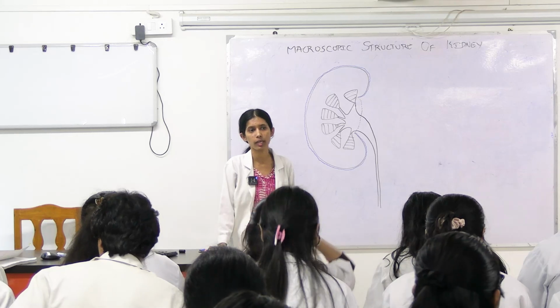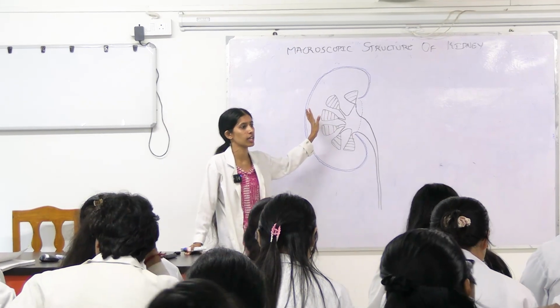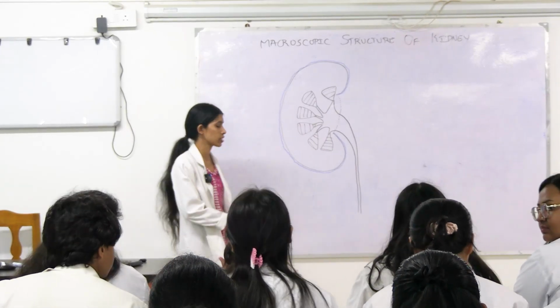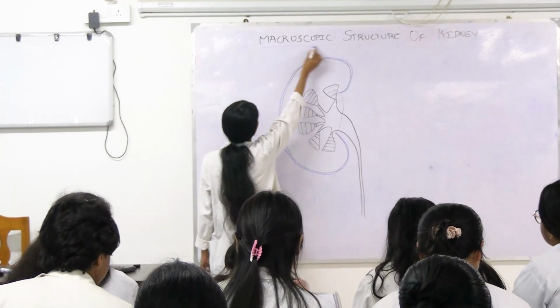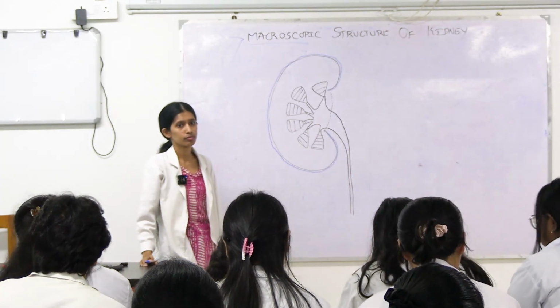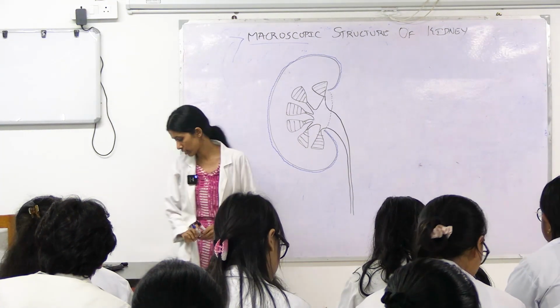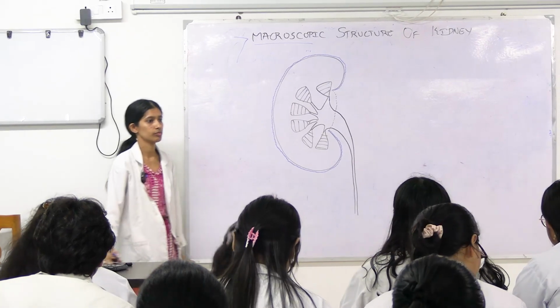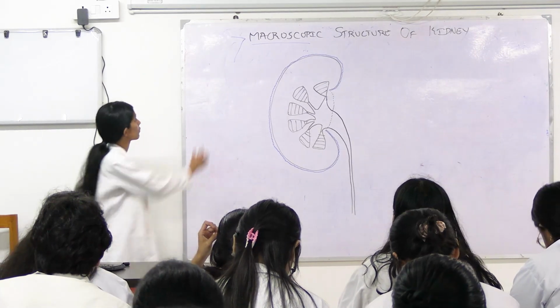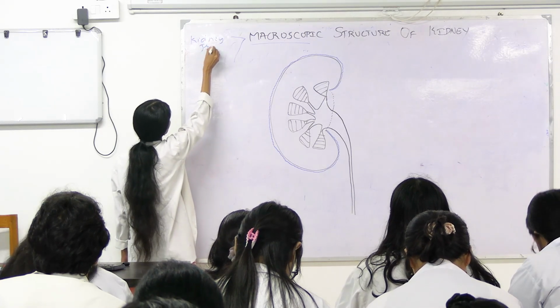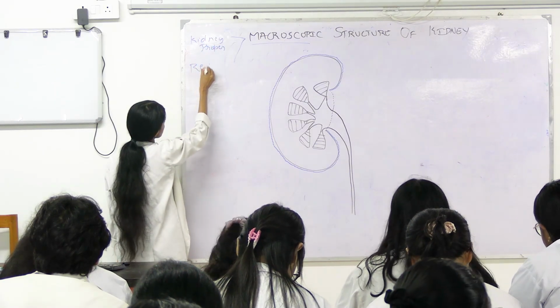Function of the kidney. Okay, in this class we are discussing the macroscopic structure of the kidney. The macroscopic structure of the kidney is divided into two parts. What are those? Cortex and medulla. Any other answers? Okay, majorly it will divide into kidney proper and renal sinus.